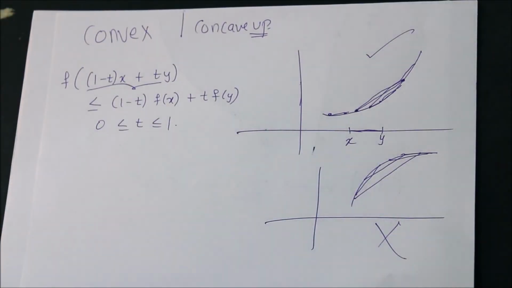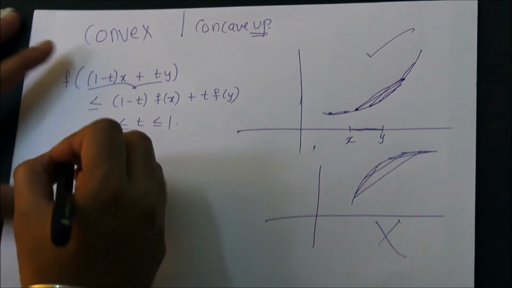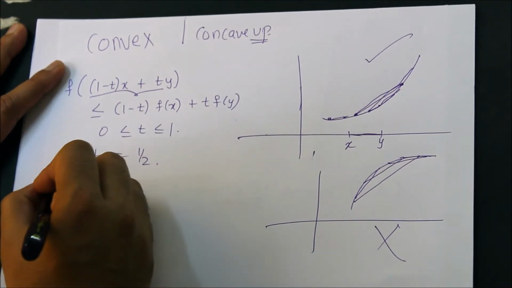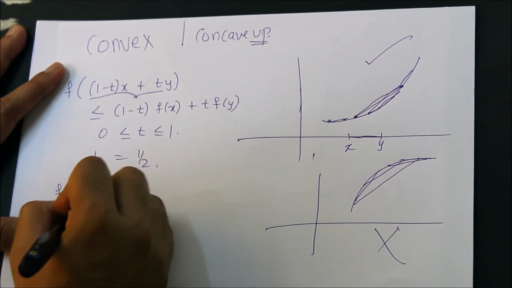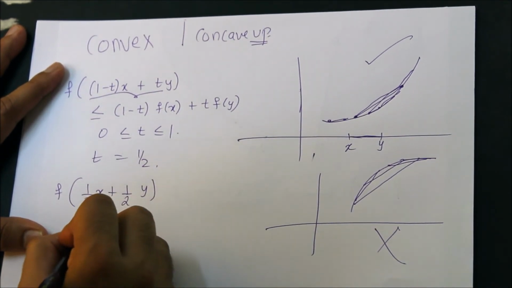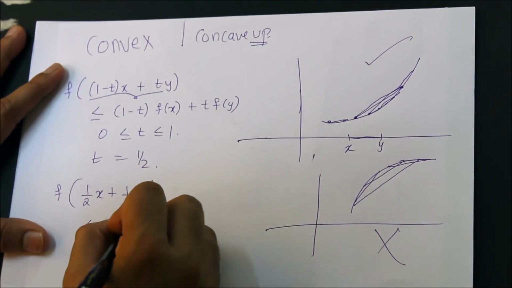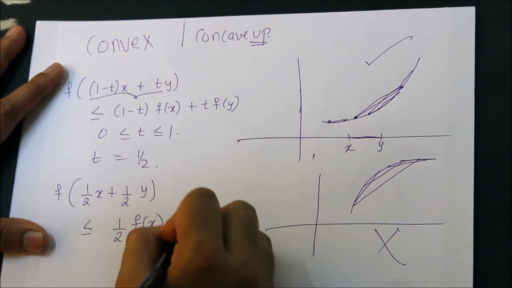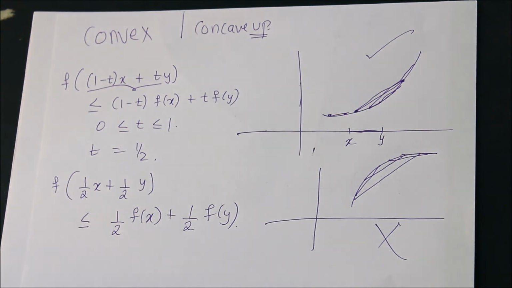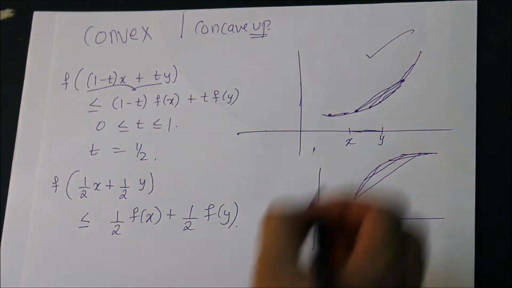Now since this is true for any t from 0 to 1, if I take t equal to half, what do I get? I get f of 1 by 2 into x plus 1 by 2 into y, and this is less than or equal to 1 by 2 into f of x plus 1 by 2 into f of y. This is what I get when I take t equal to half. That means I'm only taking the average of x and y.